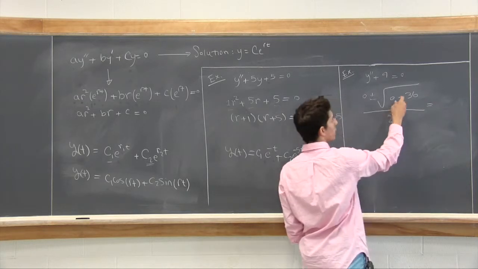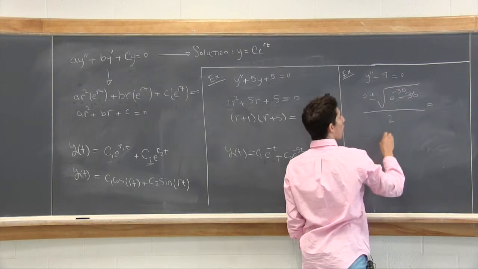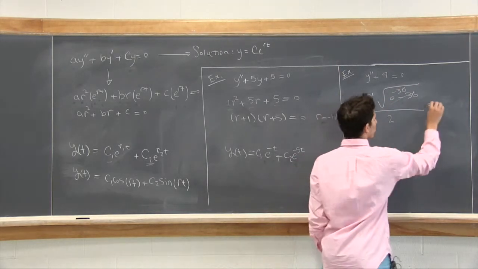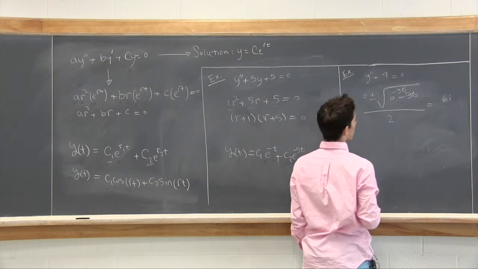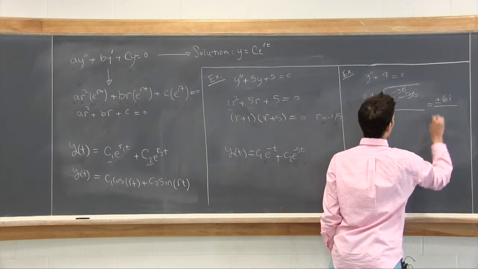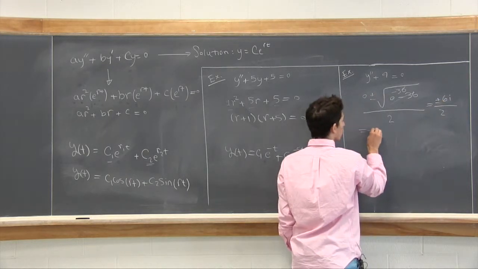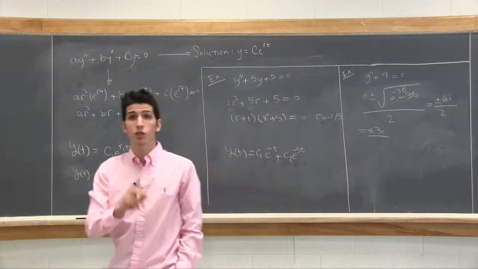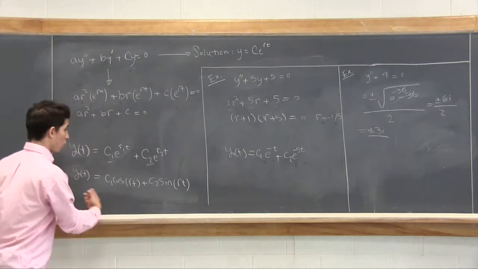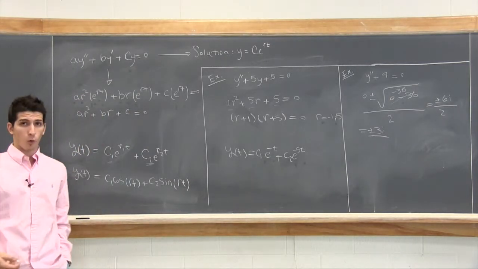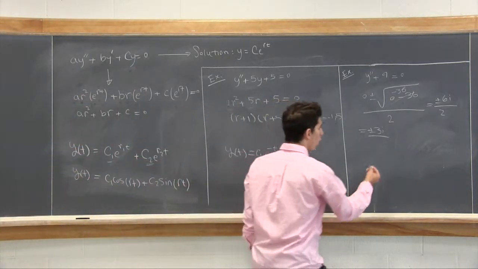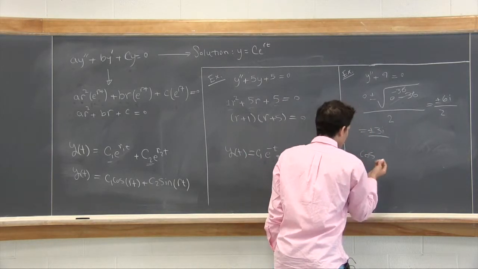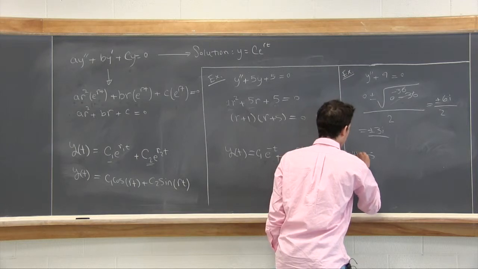So this is just going to be minus 36, and the square root of that is going to be 6i, right? 6i plus or minus over 2, or plus or minus 3i. So those two are my roots. They're imaginary. So I know my solution is going to be of this form. So what am I going to do? Well, you can literally just go ahead and write your solution.